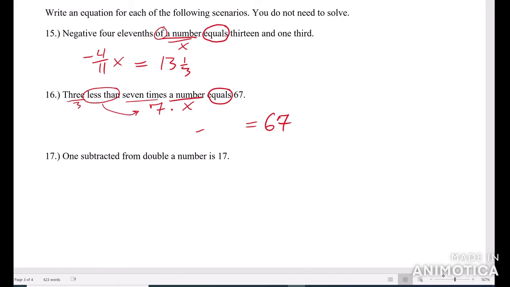I'm just going to move this over. 7x minus 3 equals 67. And then lastly, 1 subtracted from double a number is 17. Is is another word that represents an equal sign. So we have something being equal to 17. 1 subtracted from double a number. Double a number is 2x. If I subtract 1 from that, that's 2x minus 1. Alright, that's it for that.